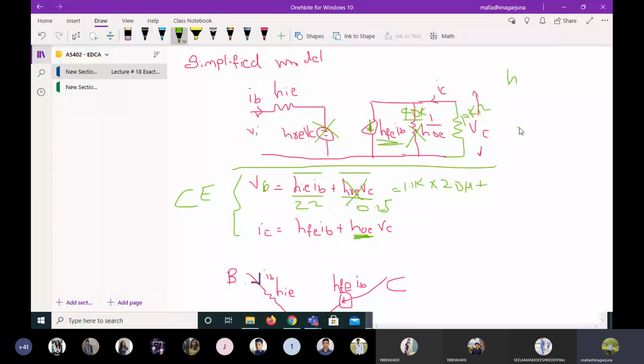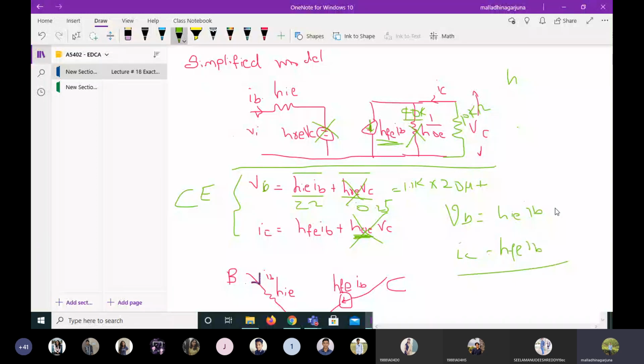Because anyway the resultant is 10k only. So for that reason, I'm not going to take this 1 by hoe into consideration for the output equation. So this also cancelled. So the final equation is VB equal to HIE IB. This is the input equation. Output equation: IC equal to HFE IB. These two are the equations.